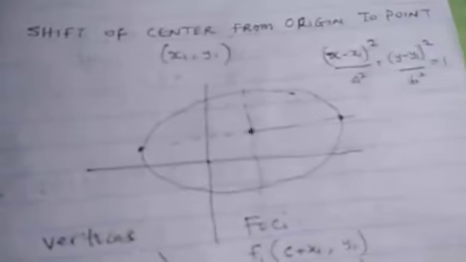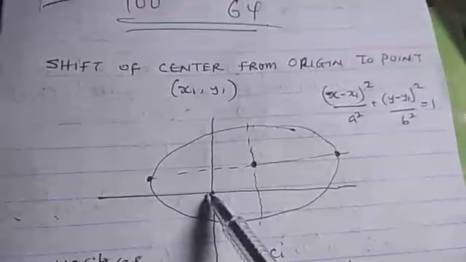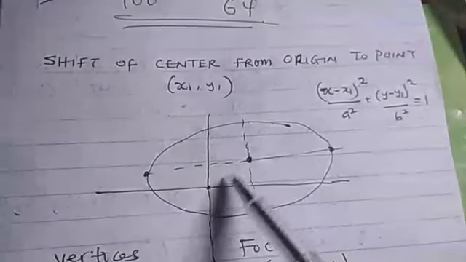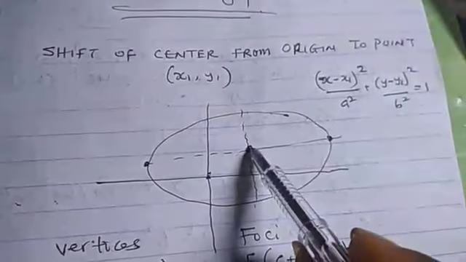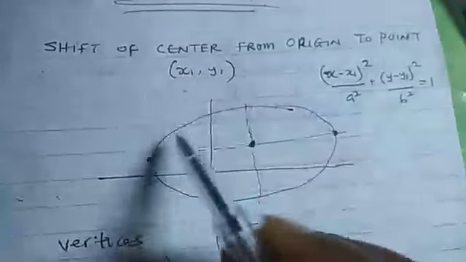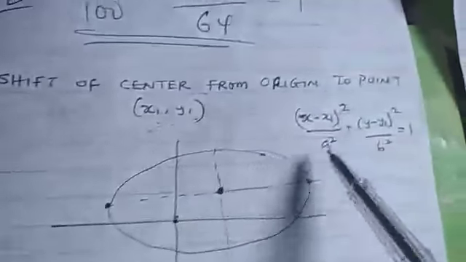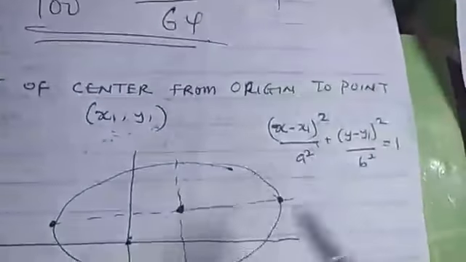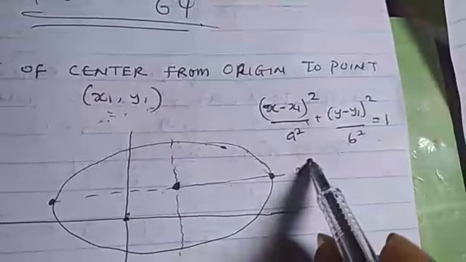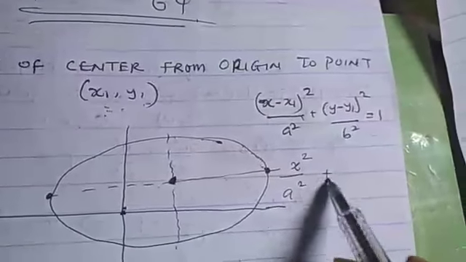This is the origin here, that is the middle. This is the origin and this is the center. It's not there anymore, so the vertex will shift away to point x1, y1. So the equation of the ellipse will now be like this, because it was formerly like this when the center is at the origin.